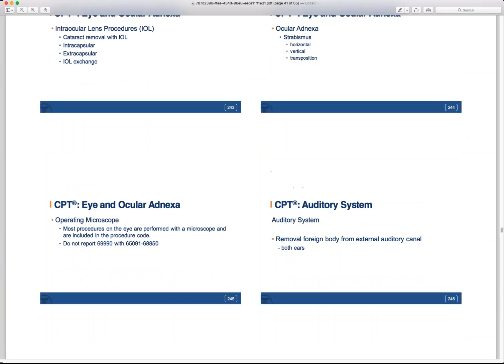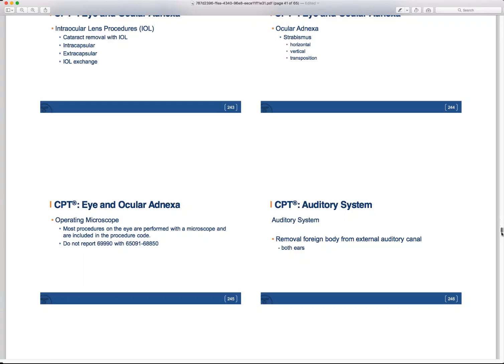And they talk about operating microscope. You do understand, just like before, if the use of an operating microscope is in the definition, then you do not need to add on that CPT. It will say operating microscope was used, and then you'll look for the CPT and see if that's included. For the most part, on the ones that we have been tested on, most of the operating microscopes are going to be included in the CPT.